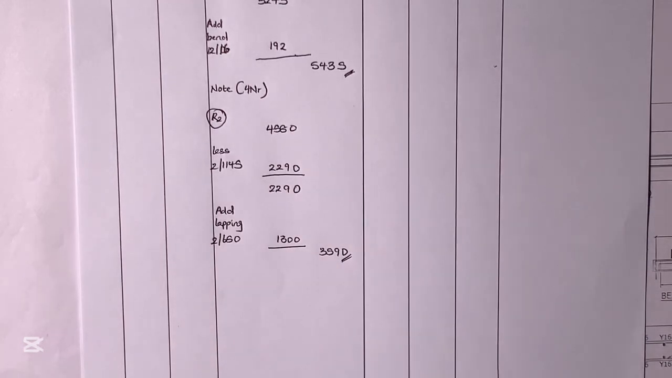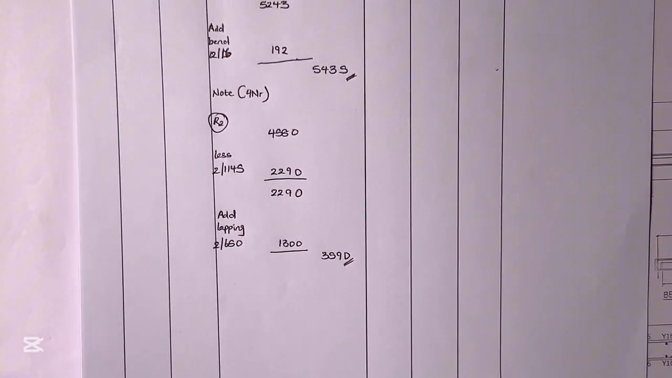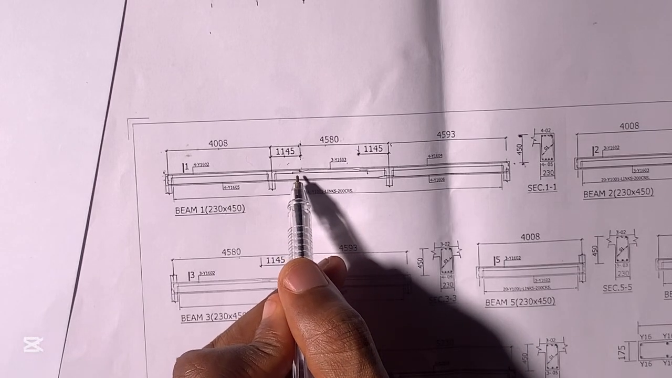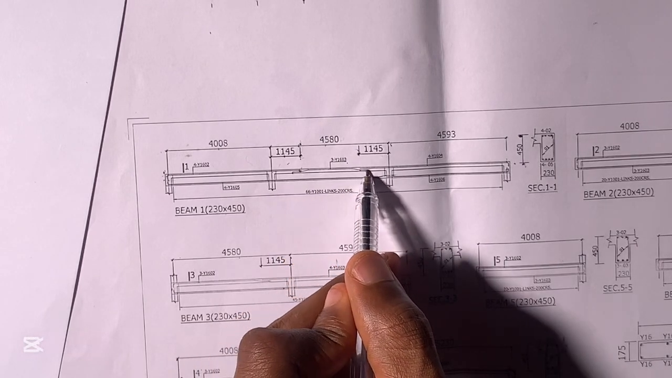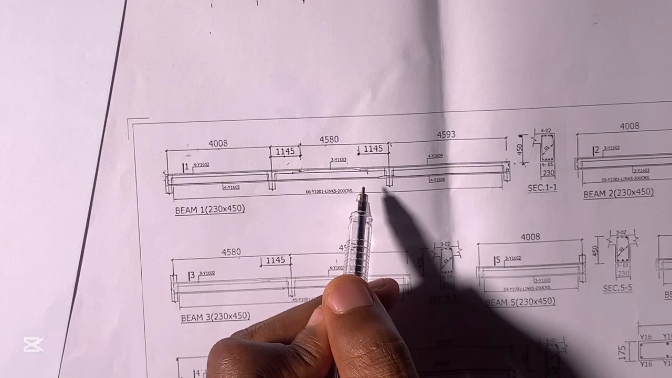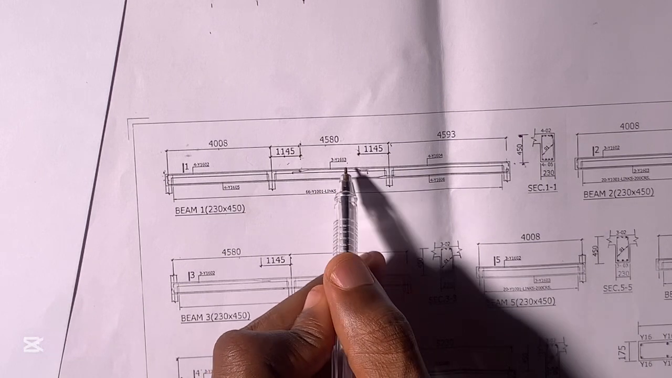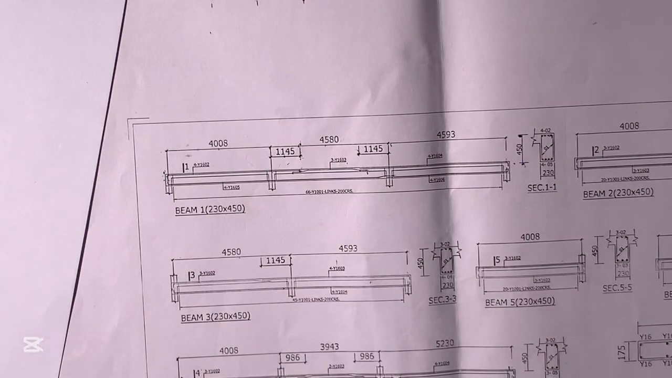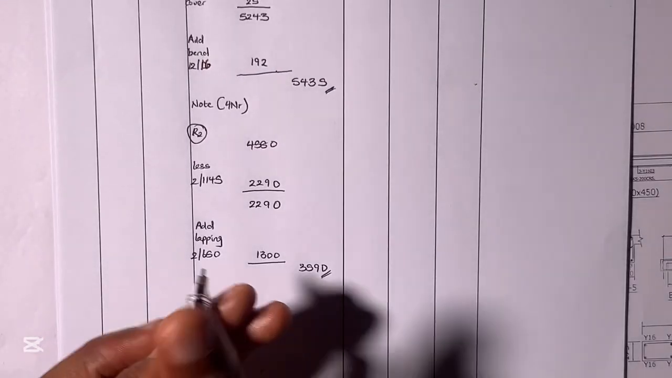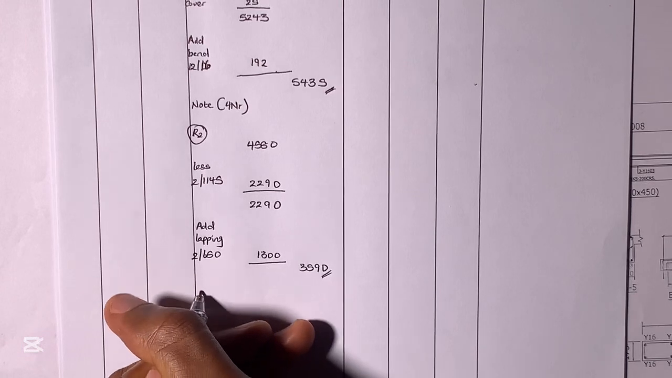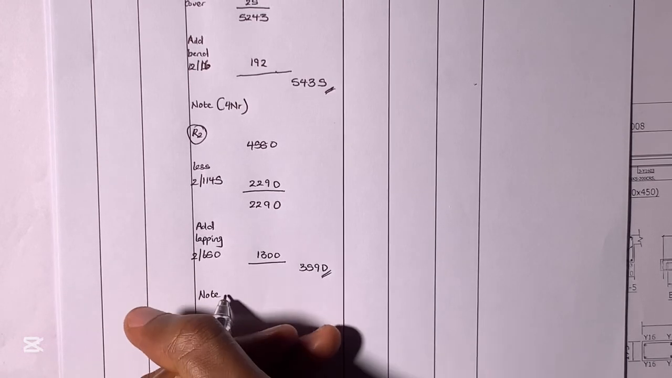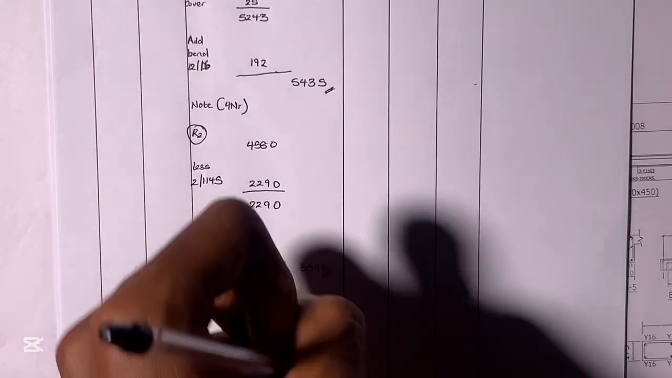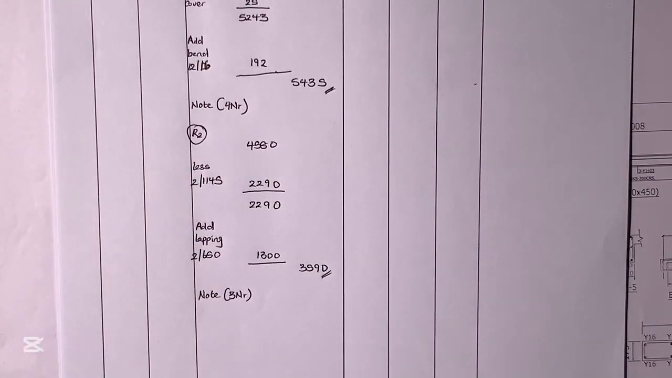So this is the length for R2 in beam 1. The length of this reinforcement here, as you can see, going like this, ending here, is 3590. And how many are they in number? You can see they are 3 in number. So now write note: three number.